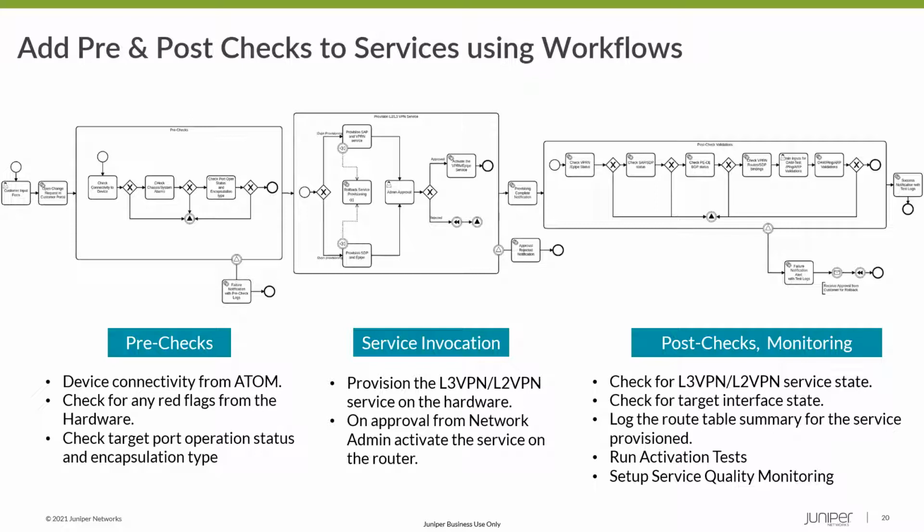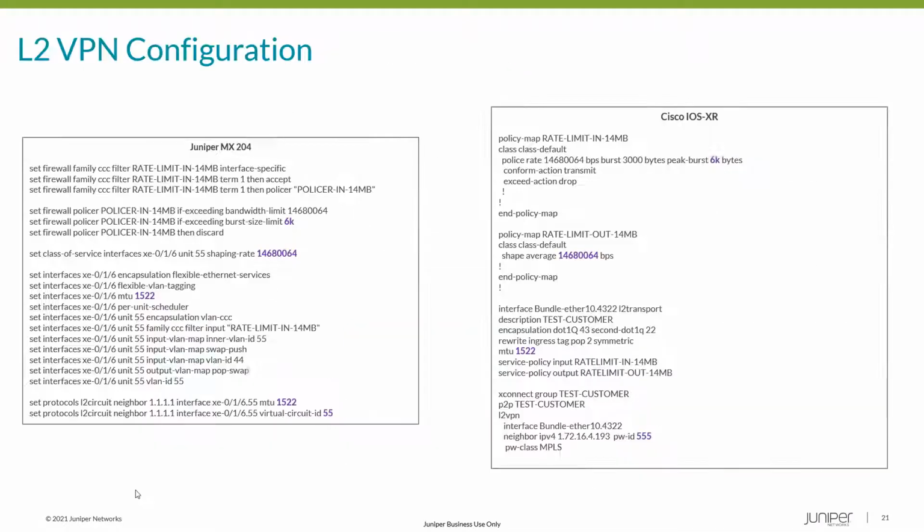Then we will see that all the commands will be auto-generated to provision the layer 2 VPN service between the multi-vendor devices. The operator can preview the commands and approve the overall service. After that, the workflow will run post checks to make sure all the commands are deployed to the devices. It will then run activation tests and set up the service quality monitoring.